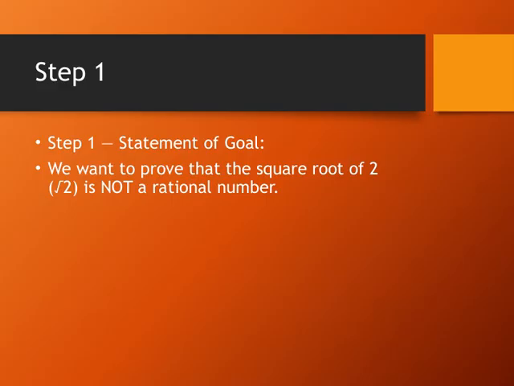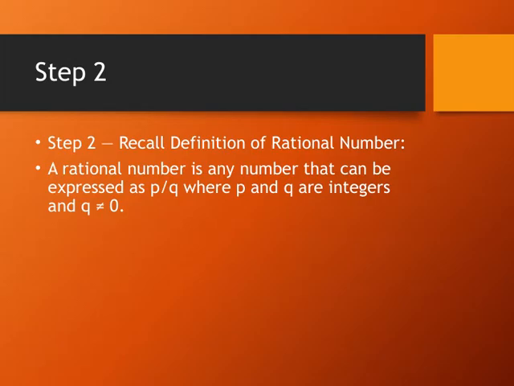This step is crucial because it frames the entire proof process. So, in essence, our starting point is to demonstrate that square root 2 is irrational, and that's what we're here to do. This statement of goal guides the entire logical journey we're about to undertake. Now, let's move on to step 2.